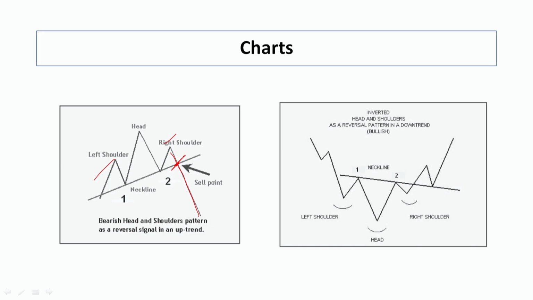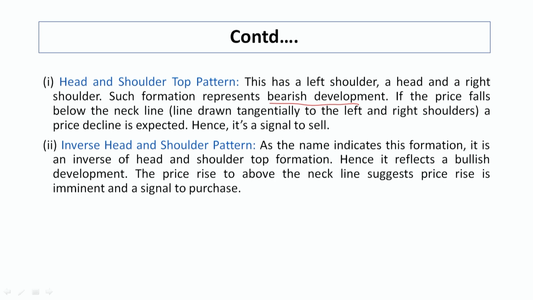If we talk about this movement, we have identified this pattern, right, left and head, and after this point a buy signal is generated because the prices are going up. So at this point certain signals have been generated. As the name indicates, it is the inverse of the head and shoulders top formation. It reflects a bullish development. The price rising above the neckline suggests an imminent rise and a signal to purchase the stock.